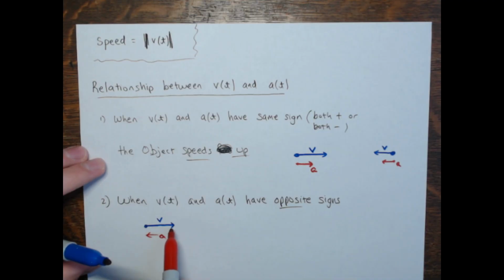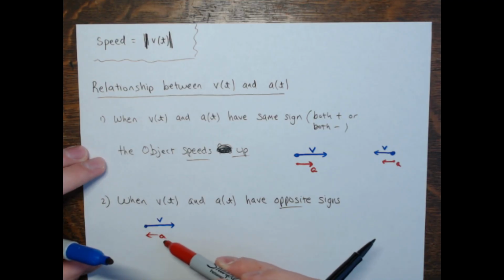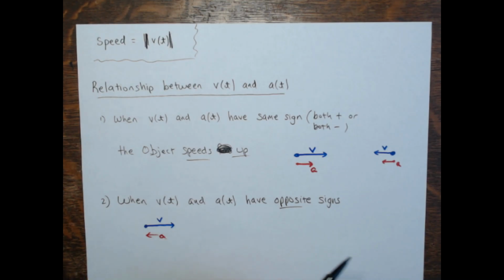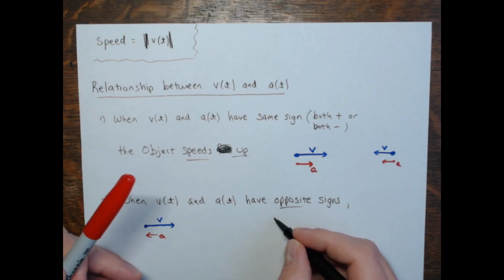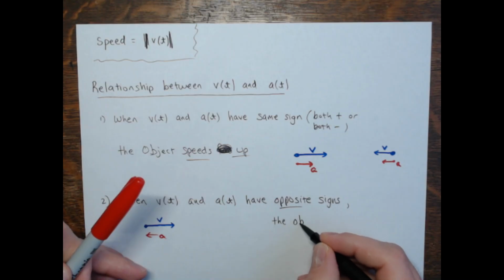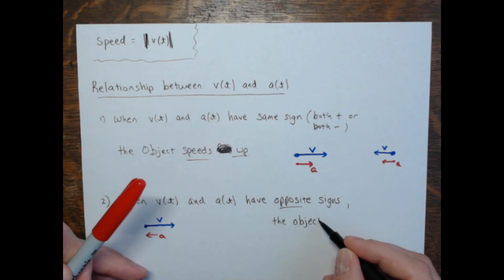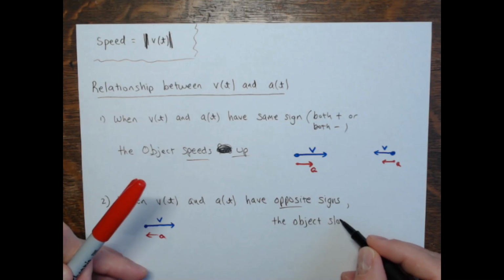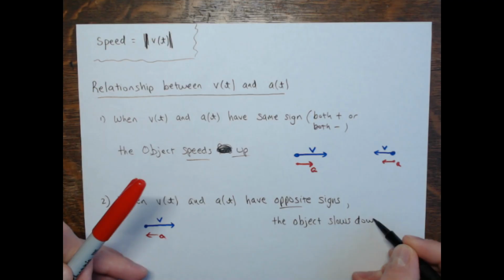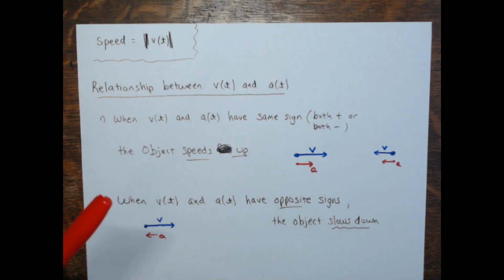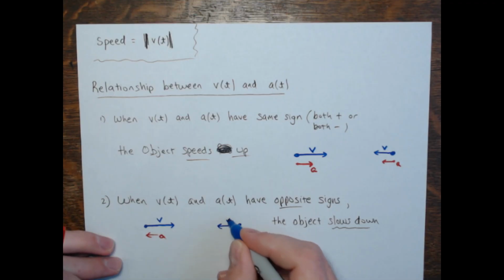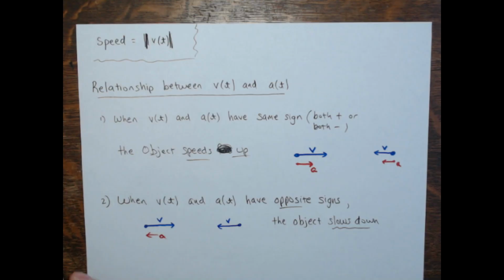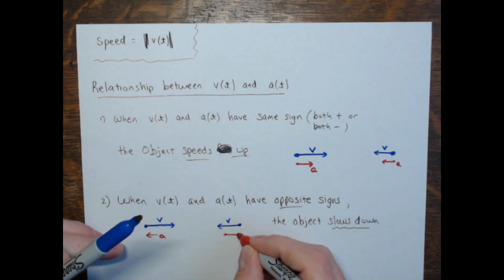Well, if I'm moving to the right and something's pushing against me, I'm slowing down. Right? When velocity and acceleration have opposite signs, they'll say the object slows down. The speed of the object would decrease. But the object slows down in that case. So again, that's when velocity is positive and acceleration is negative, or if velocity were negative, so the object's moving left, but the acceleration's positive.